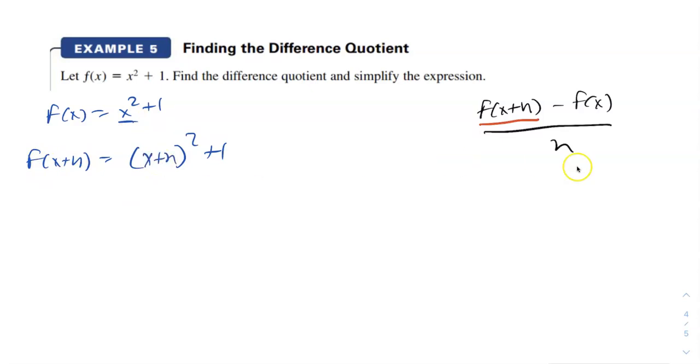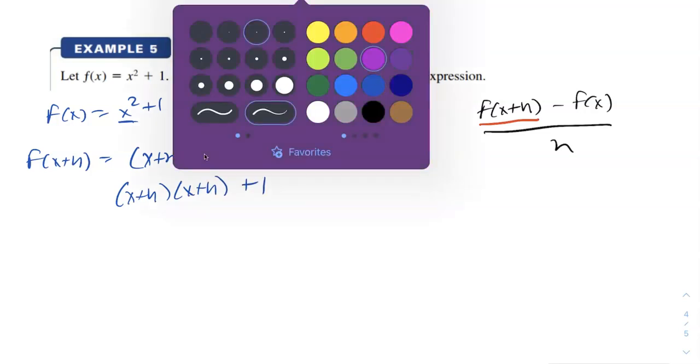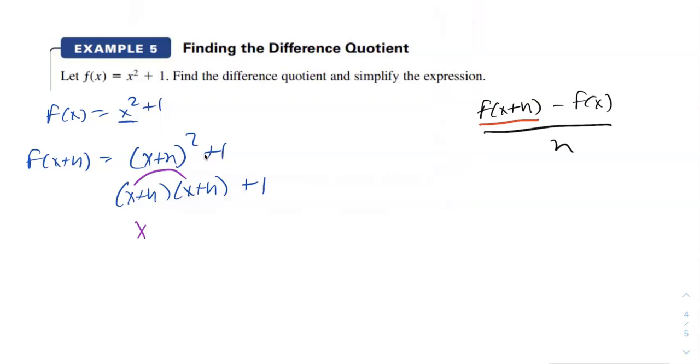Now if I'm going to simplify this, because I do have to simplify it, it's not x squared plus h squared. Don't forget when you square something, you multiply it by itself. It's x plus h times x plus h, plus 1. And when you simplify this, you get x squared plus hx plus hx. Remember, these don't really matter, it's just alphabetical, so x times h is the same as hx, plus h squared, plus 1.